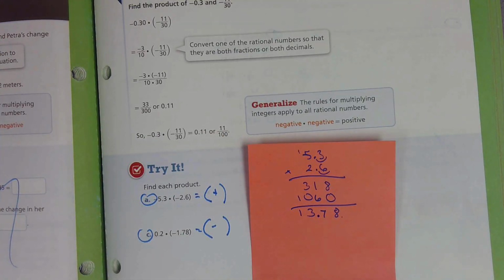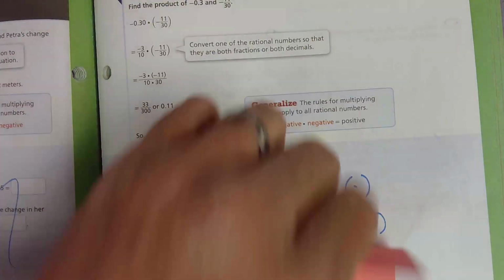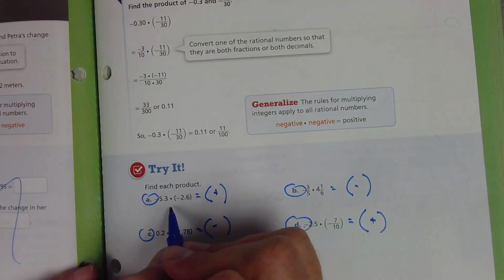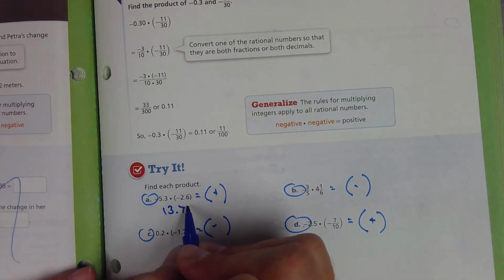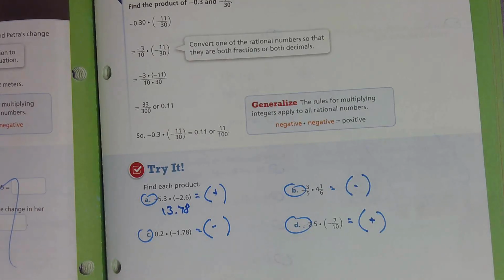Does that ring a bell for some of you? No. It's probably been a while. I'm sorry, Mr. Scott. So 13.78, and as we already pointed out, it's positive. 13.78. All right, I'll pull a stick for the next one. Mr. Moore, go ahead and put up 100 points.